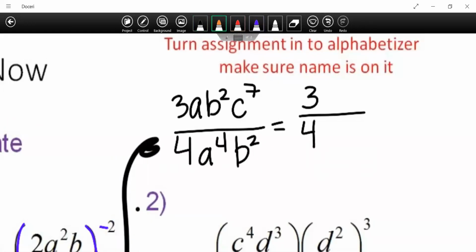My a terms, I have 1a on top, 4 a's on the bottom. So I'm just going to eliminate one of the a's. This will just be a to the 3rd. My b's is going to be b squared on top, b squared on bottom. They're the same, so essentially we can just cancel them out. And my last term, c to the 7th, remains c to the 7th.